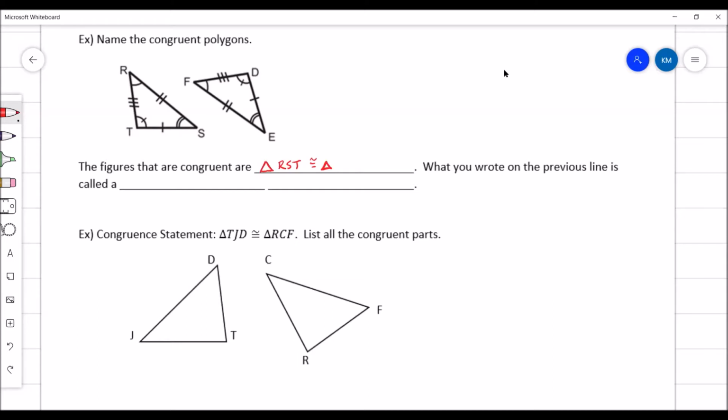So R is the angle with one arc. I want to make sure I name that with the angle with one arc. In this case, that's F. S is the angle with two arcs, so I have to use E, the angle with two arcs, and then D. But you'll see that D is an arc and not a dash. It goes with T, arc and a dash. So we made sure our corresponding angles are in the same spot. Okay, this is called a congruence statement.